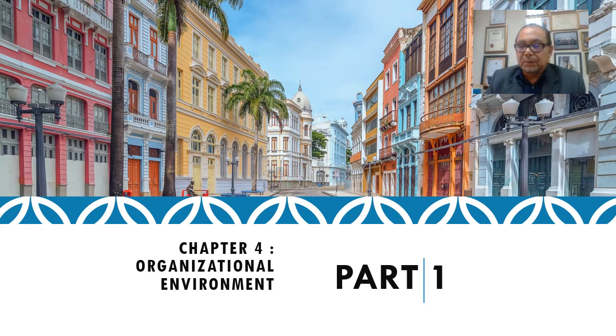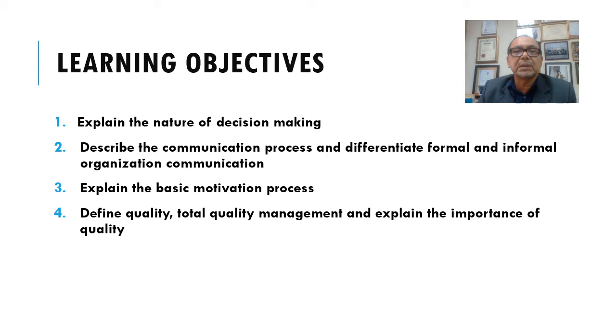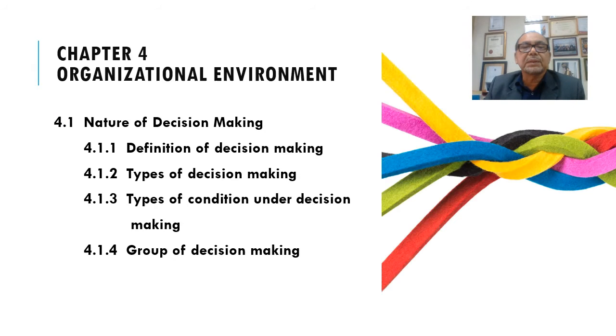So today we go on chapter 4. Chapter 4 we have two parts. Let's go for the learning objective. The learning objective is to explain the nature of decision making, describe the communication process, explain the motivation process, then the quality. So today will be on the first two, on decision making and communication. The next, part 2, will be the other two parts. This will be the detail of the chapter.